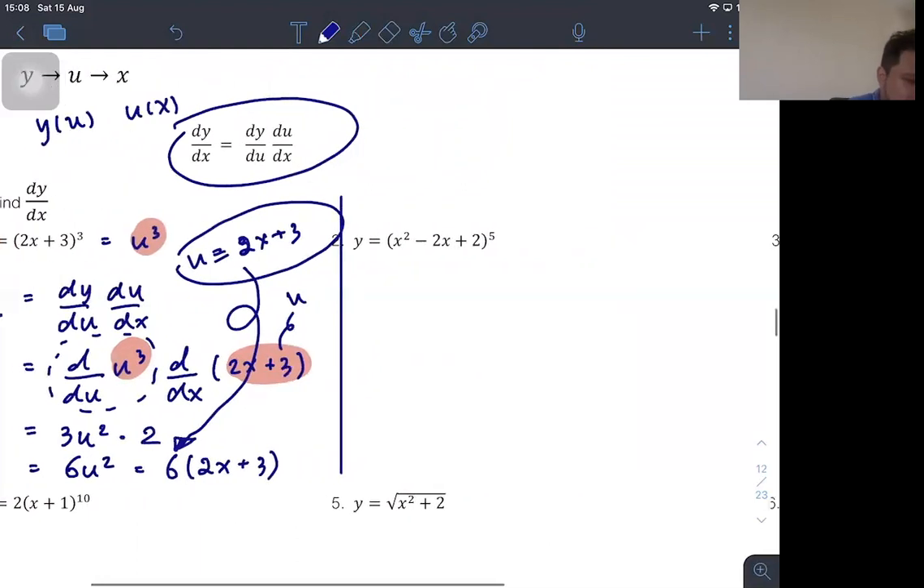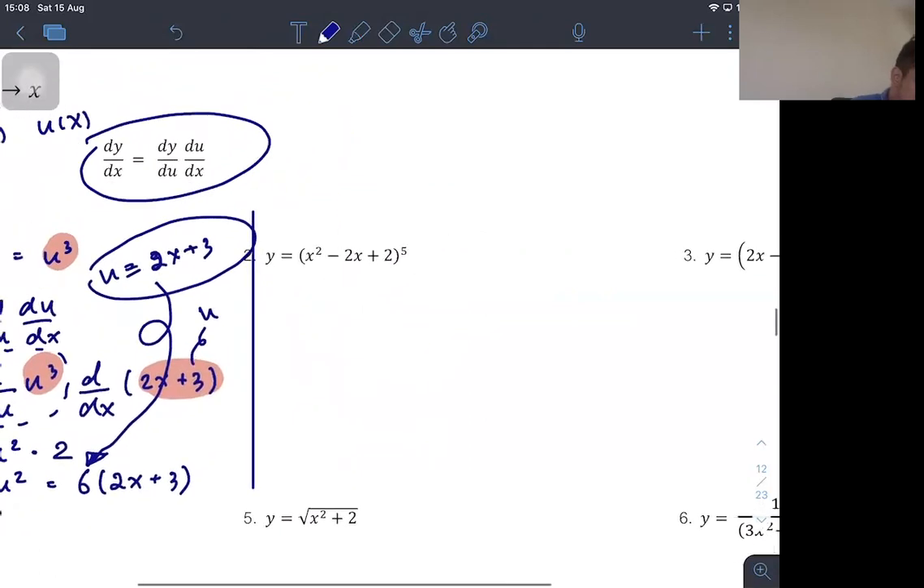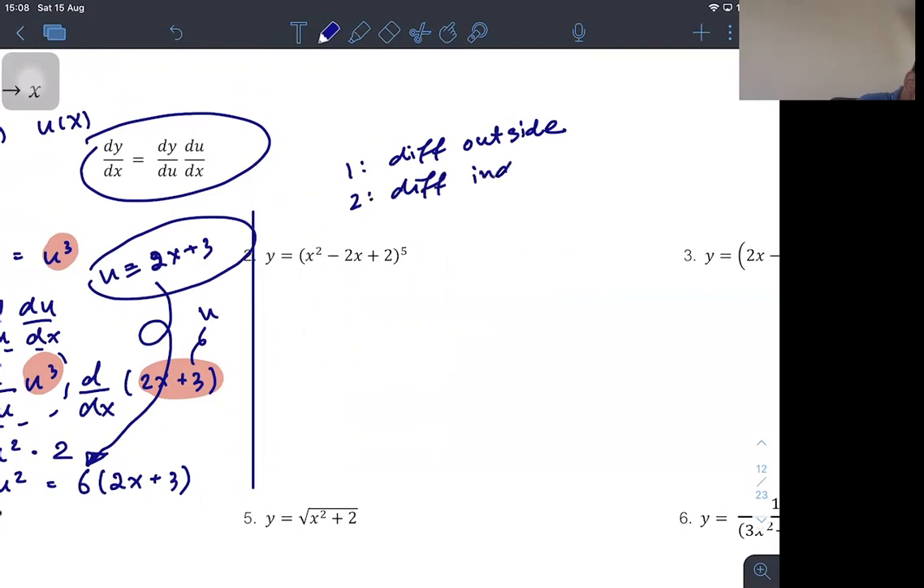But to do this in short, to buy you some more time, the technique for the chain rule is to consider doing two things. The first thing is to diff outside, and the next step is to times by the diff inside. Outside and inside. So what is actually outside and inside?